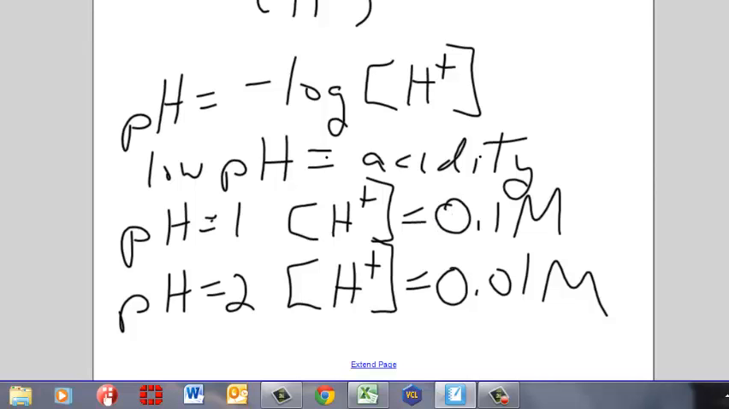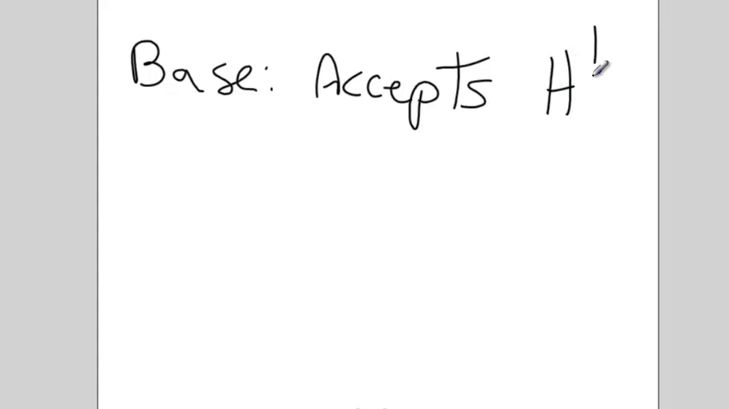Anyway, let's define base. If an acid is something that donates H+'s, a base is something that receives or accepts those H+'s. Okay? So an acid is something that donates the H+'s and the base picks it up. That's the Bronsted-Lowry definition of acid and base.